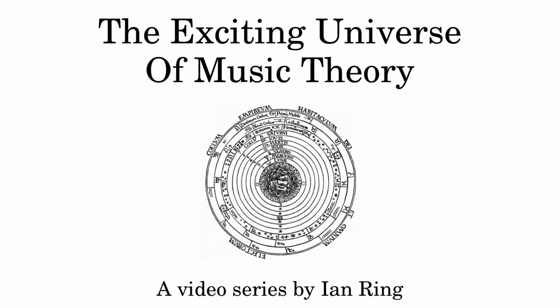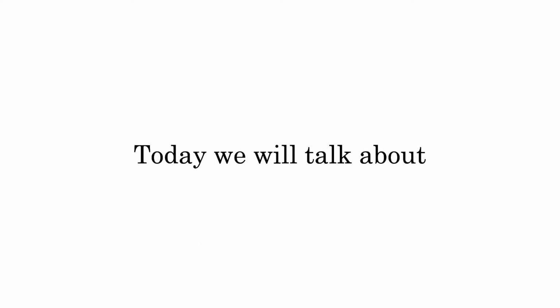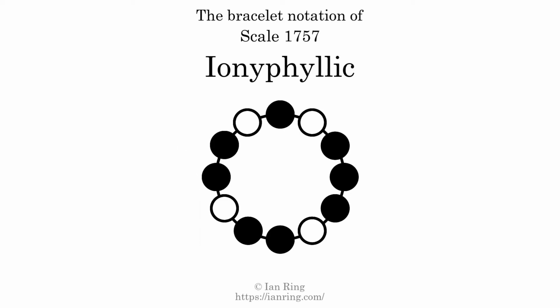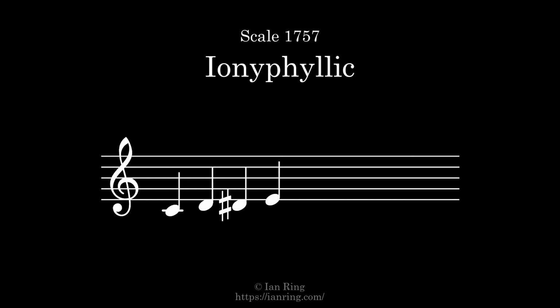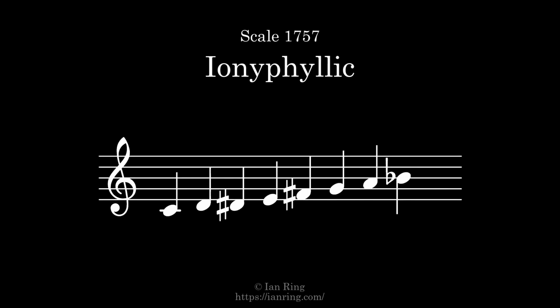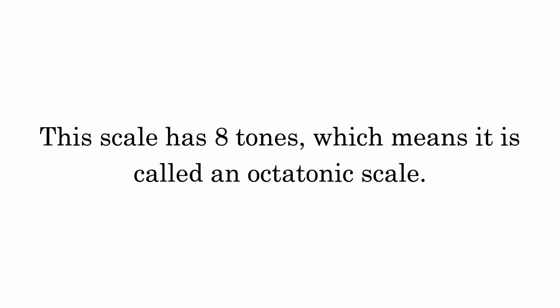Welcome to the exciting universe of music theory. Are you ready to learn? Then let's begin. Today we will talk about Scale 1757, Ionyphyllic, which sounds like this. This scale has 8 tones, which means it is called an octatonic scale.